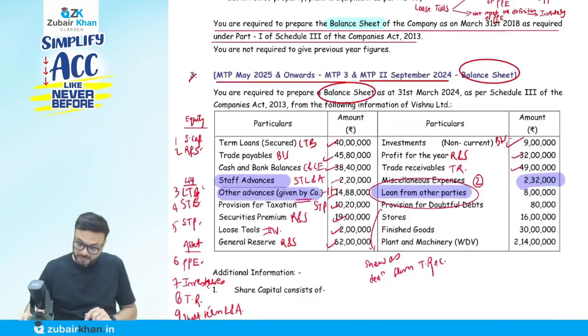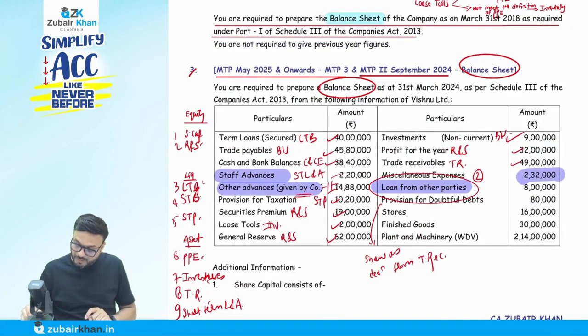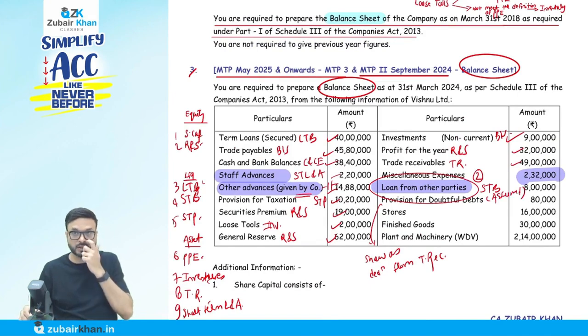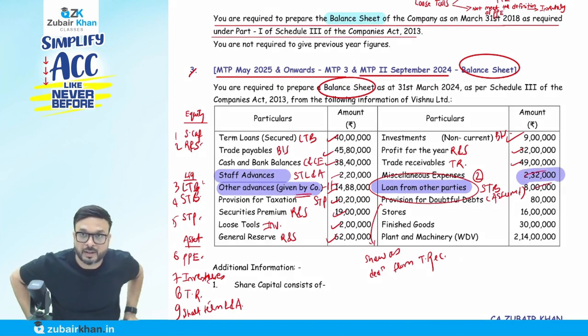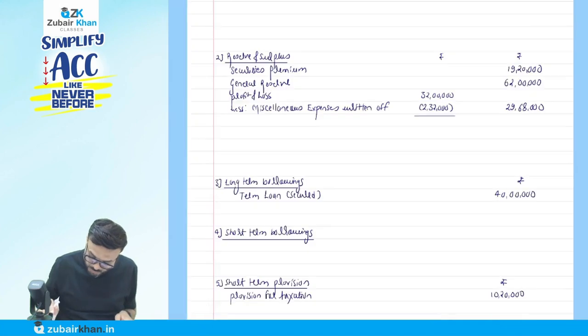Okay, now then we have here loan from other parties. Write down in bracket, assumed. So we assume that it's a short-term borrowing. Okay, how much is that? 8 lakh. Now loan from other parties, 8 lakh. Write down that it is short-term borrowing.